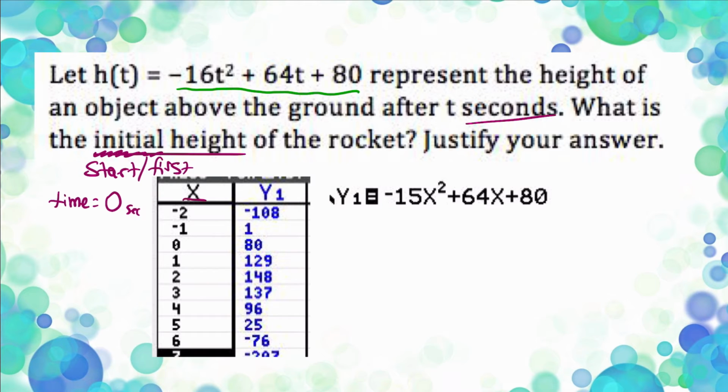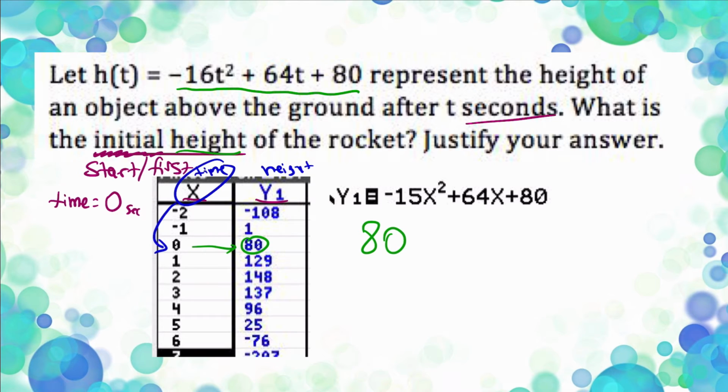I'm given x and y in my table. X is going to be your time, and y is going to be your height. So I'm looking for when my time is at 0, and they're asking for the height at that point. So what's the height when x is 0? Well, that's 80. So when they say, what is the initial height? I'm going to say 80.